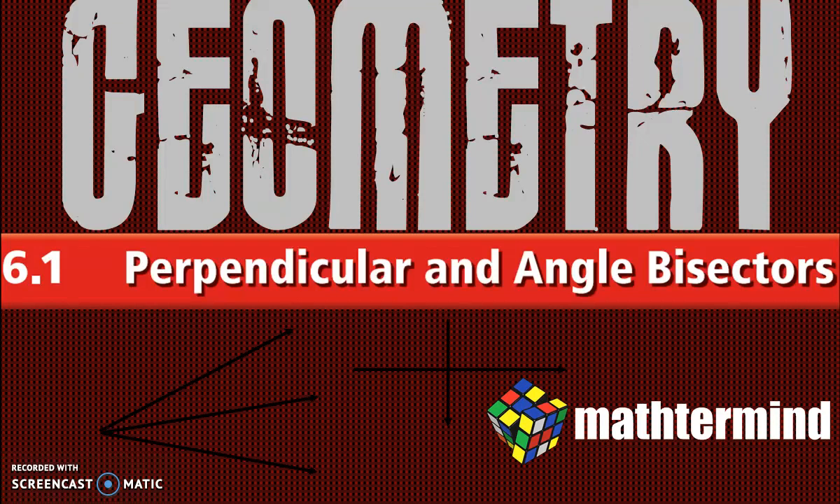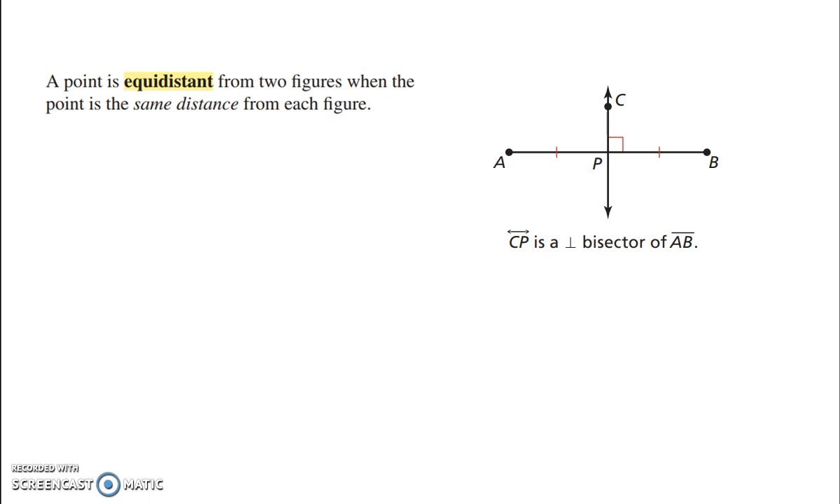Alright, geometry. We are now in chapter 6, section 1, perpendicular and angle bisectors. This is going to be a quick screencast. We're just looking at a couple terms and definitions today. We'll do the rest in class tomorrow.